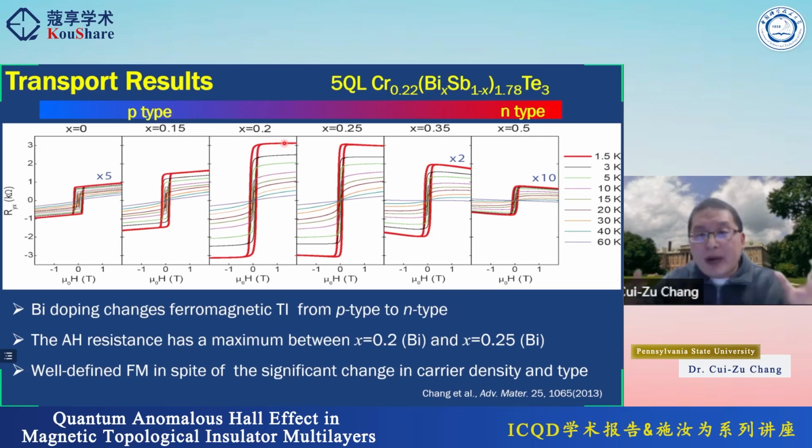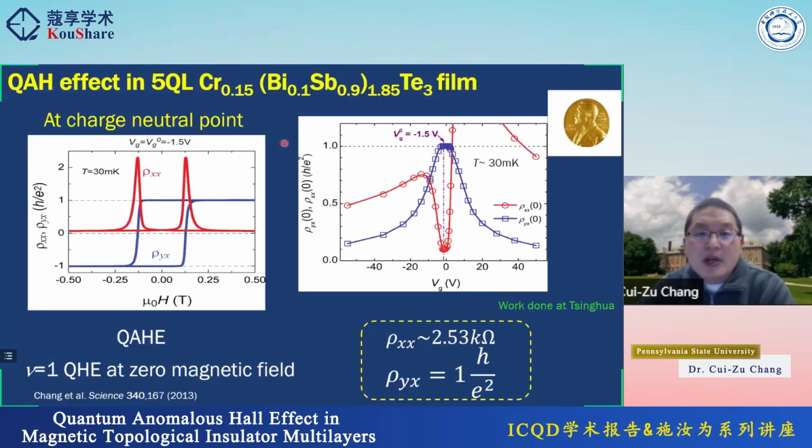And next, we optimize the growth condition. And with many efforts, in 2013 we were the first to observe the quantum anomalous Hall state in chromium doped bismuth antimony telluride. And you know the story. Here is the magnetic field dependence of the Hall resistance. The blue one is the Hall resistance and the red one is the longitudinal resistance.